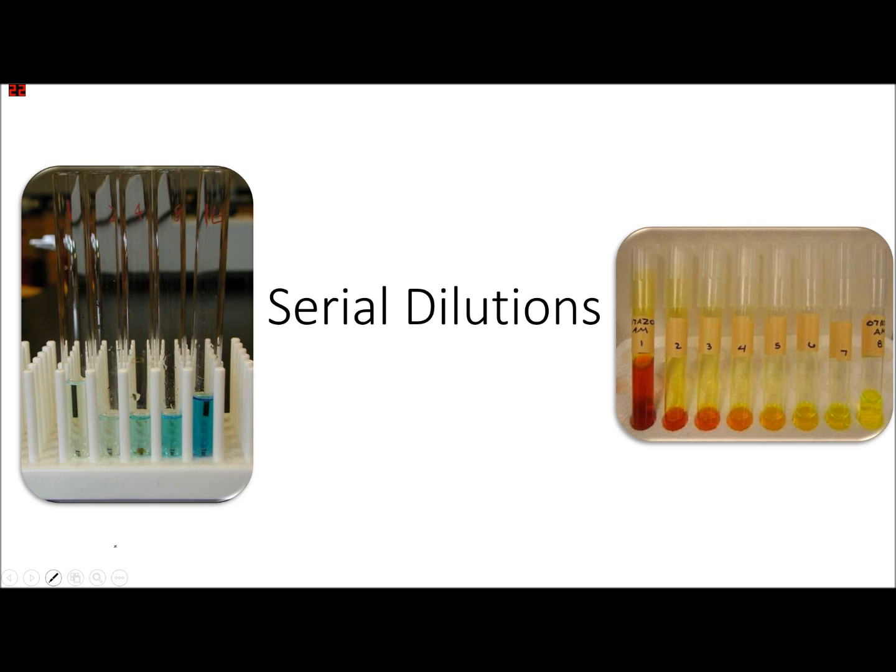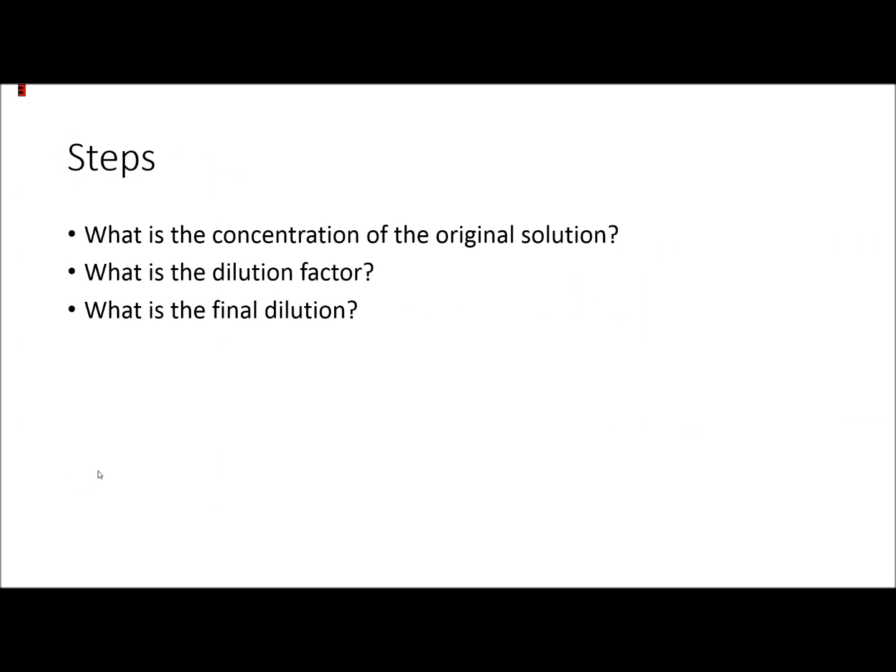The classic example of this is using dye, because it's very easy to see the changes in the concentration. So here we have a high concentration of dye, but as we continually dilute it, it gets lighter and lighter and lighter every time. So now let's talk about how. These are the steps to how you would go about doing a serial dilution.